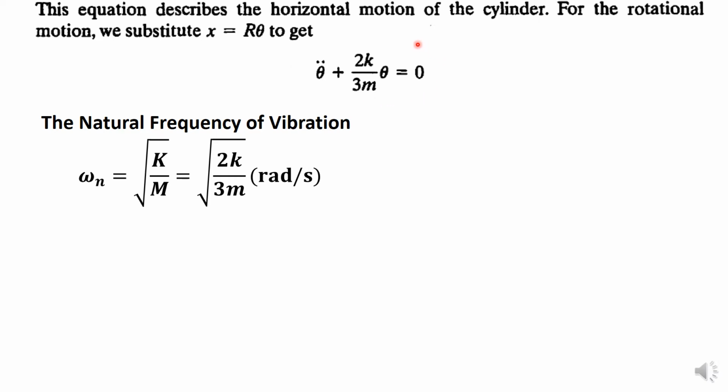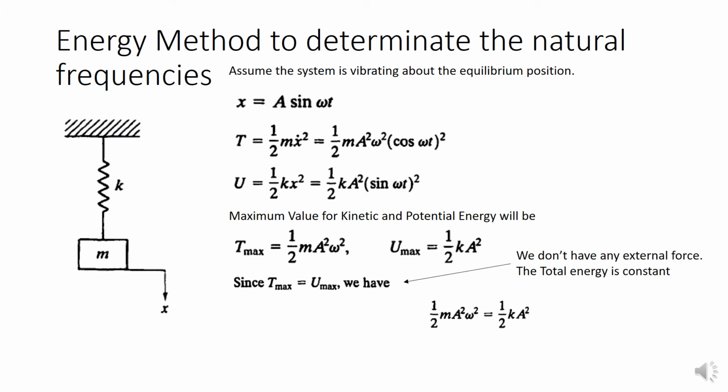And when we see this one, we can know what our oscillation will be, our natural frequency of the vibration. Our natural frequency will be just this term, the square root of 2k over 3m. And we already know the natural frequency omega will be the square root of k over m. And we can also use the energy method to get these conclusions.